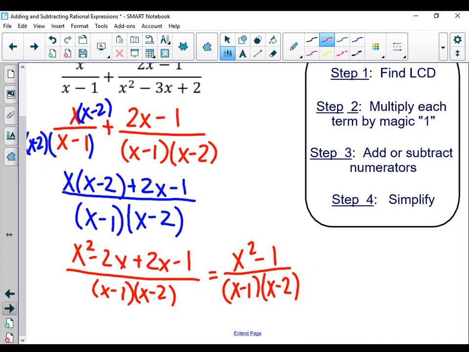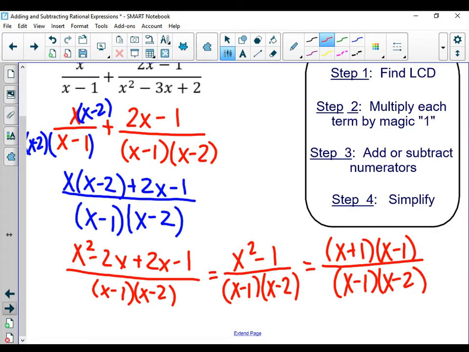Is it a long problem? Yes. Is it doable? Absolutely, okay? So if we factor, x plus 1, x minus 1, you will notice that our x minus 1s can cancel, okay? So if it can go further, do so.